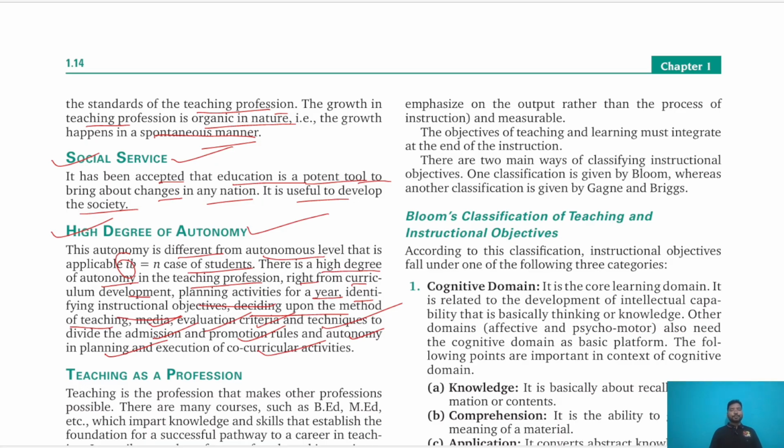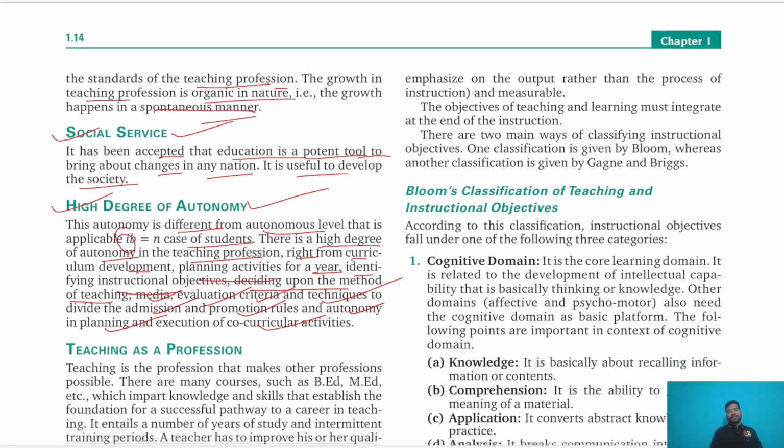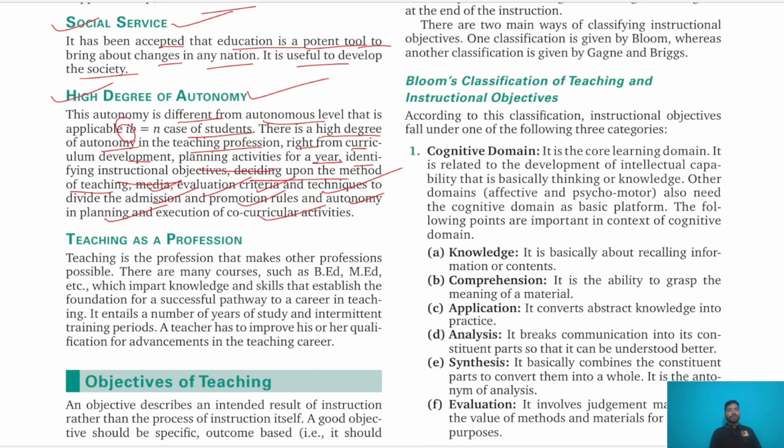Now, teaching as a profession. Teaching is a social service, teaching has a high degree of autonomy, teaching is a profession. How is teaching a profession? You can say that teaching is the profession that makes other professions possible. Without teaching, other professions cannot happen. Without becoming a student, one cannot become an IAS officer, IPS officer, doctor, or engineer. So teaching is the basic thing. Through this profession, one can become other professionals, right?